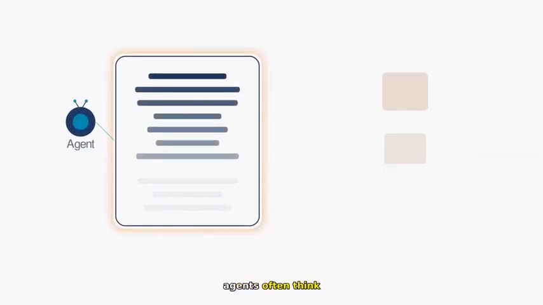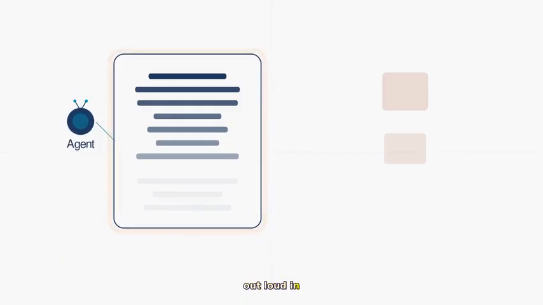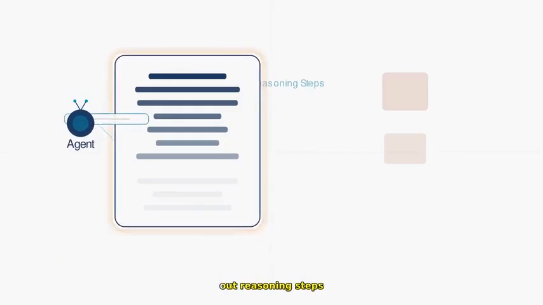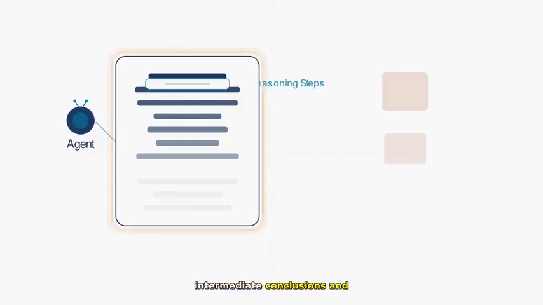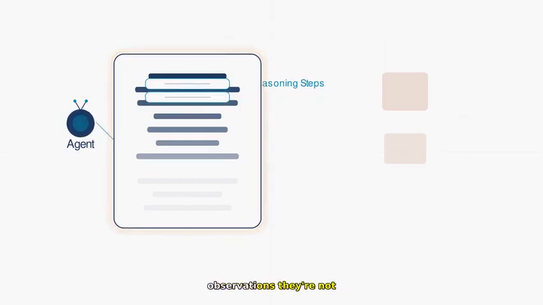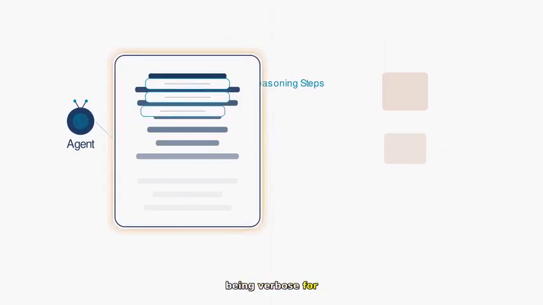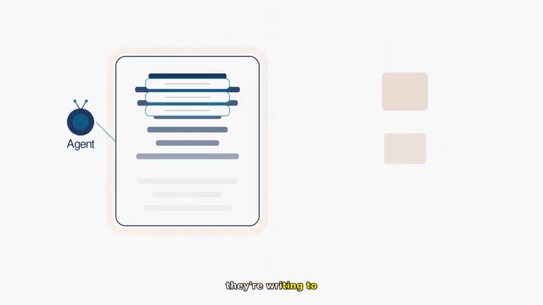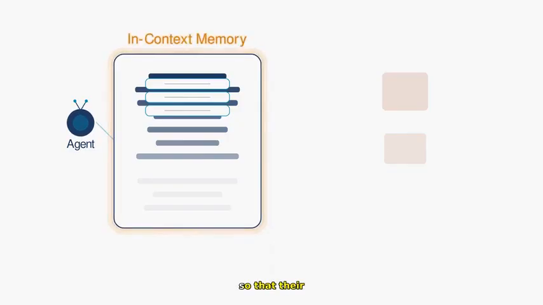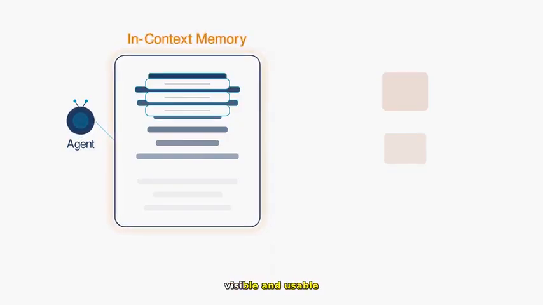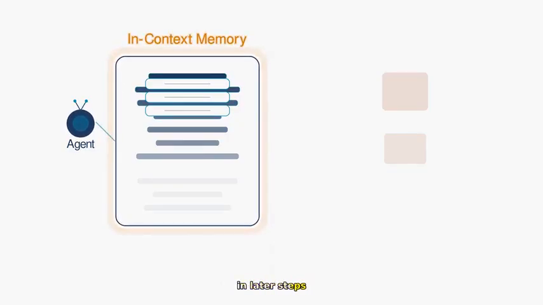This is why agents often think out loud in their responses, writing out reasoning steps, intermediate conclusions, and observations. They're not being verbose for its own sake. They're writing to their own memory so that their earlier reasoning remains visible and usable in later steps.